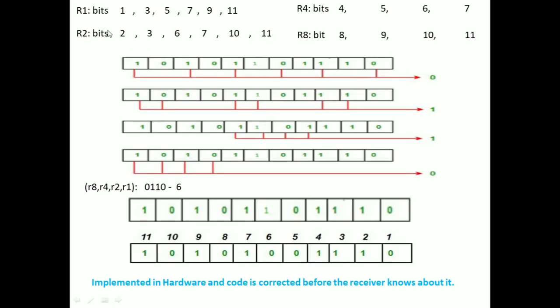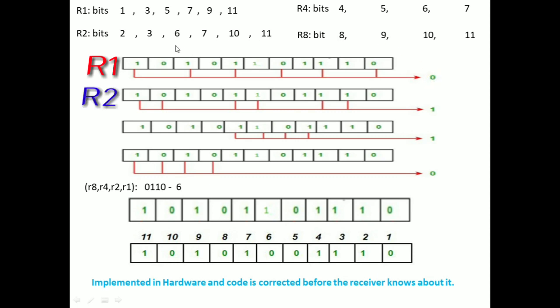We know that R1 bits we have to check at 1, 3, 5, 7, 9, 11 positions, R2 at 2, 3, 6, 7, 10, 11 positions, R4 at 4, 5, 6, 7 positions, R8 at 8, 9, 10, 11 positions. Now let us see for R1. We have to check at 1, 3, 5, 7, 9 and 11 positions. We are following even parity. So check the total number of ones here. How many ones are there? 1, 2, 3 and 4 ones. As we are following even parity, we have to write 0.